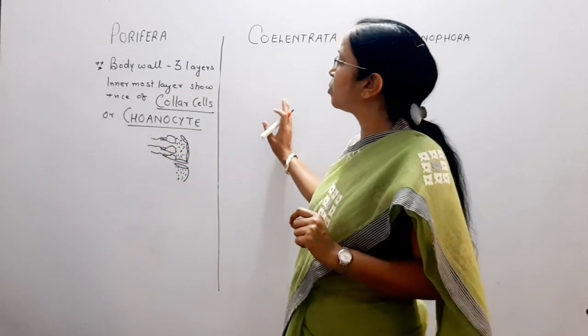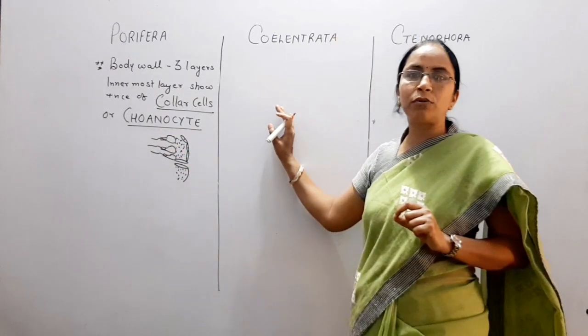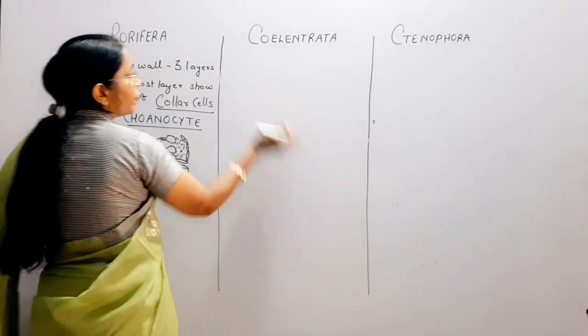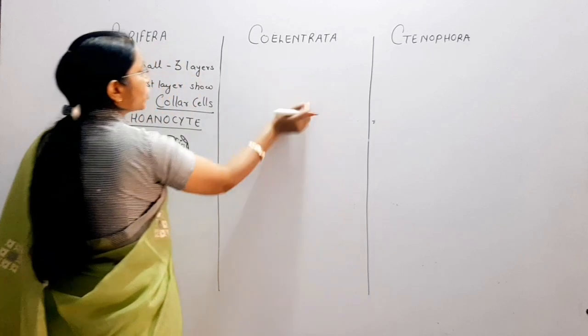Clear? When we come towards the coelenterata and study the speciality in terms of cellular organization, the presence of the special cells.